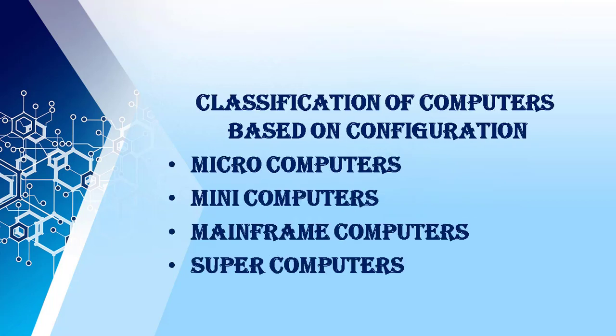The next type of classification is based on configuration, or we can say based on size and performance or speed. So there are different types of computers based on configuration, that is microcomputers, mini computers, mainframe computers, and supercomputers.